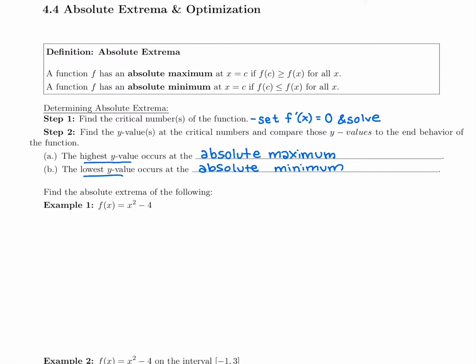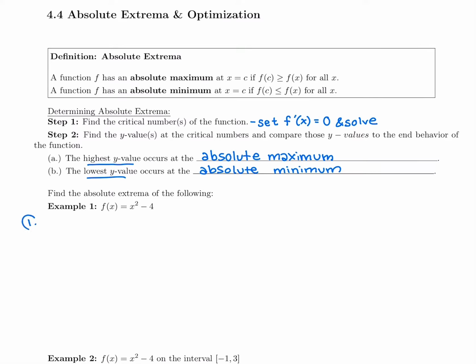So we're going to look at a couple functions here. Our first function is x squared minus 4. We want to find the absolute extrema for it, so absolute max and absolute min. So we're going to do our two steps. We're going to take the derivative and set it equal to 0 so that we can find any critical numbers. So our derivative here, derivative of x squared is just 2x. The derivative of negative 4 is 0. So our derivative is 2x. We're going to set that equal to 0, and we can just divide by 2 to solve for x.